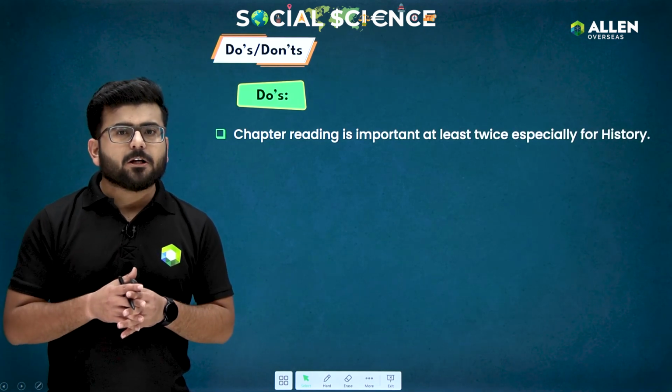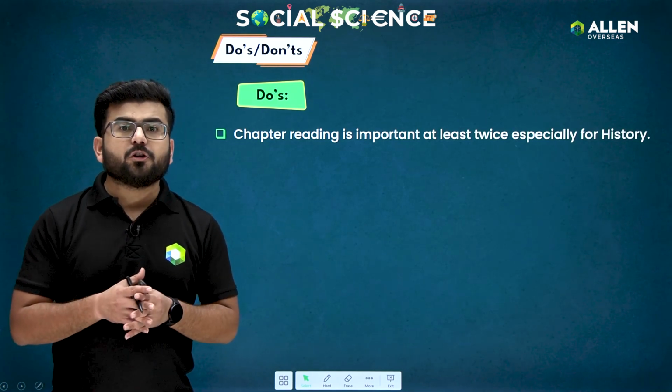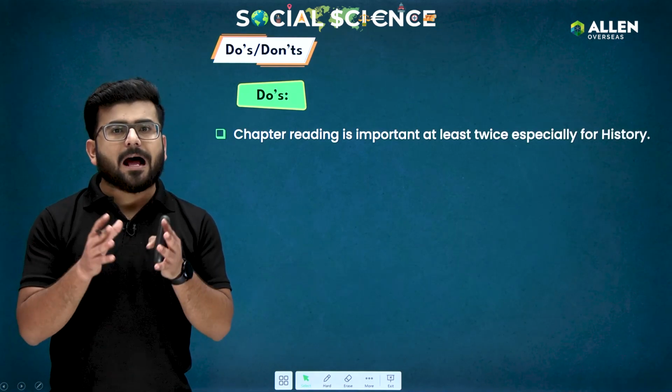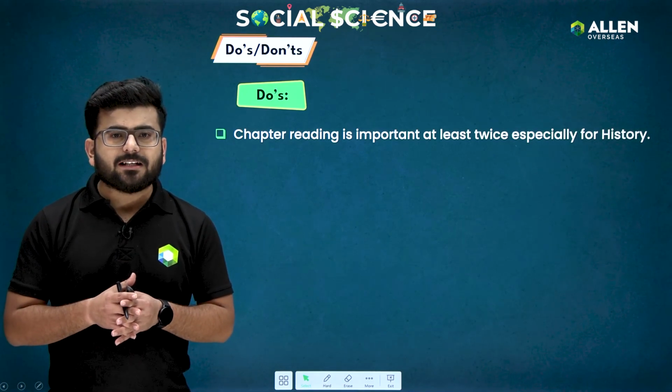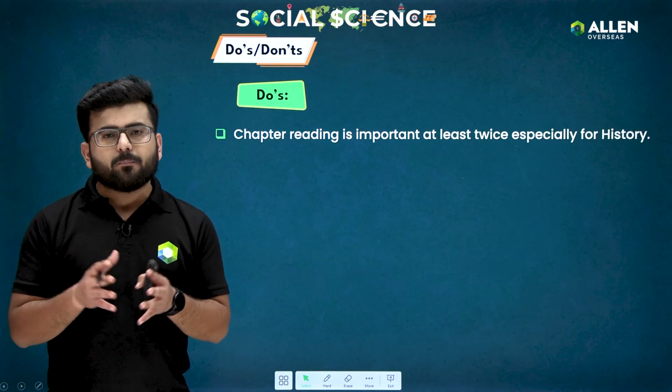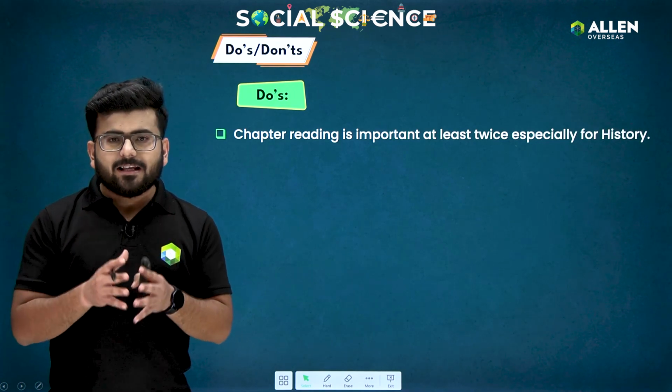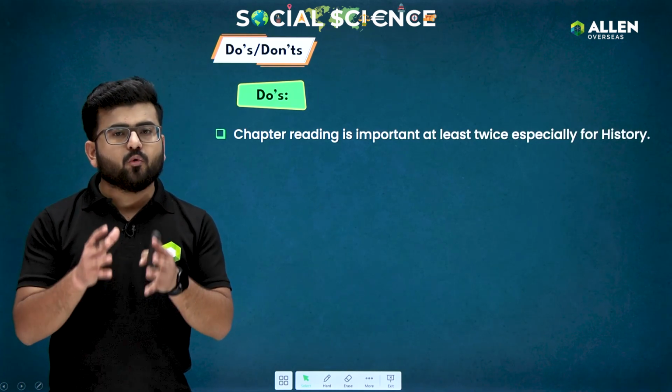Those can further damage our preparation. So further, we are going to learn about the don'ts, what we should not do. So students, we are starting with the do's, the different practices we should inculcate in our daily routine in order to make our preparation more effective.